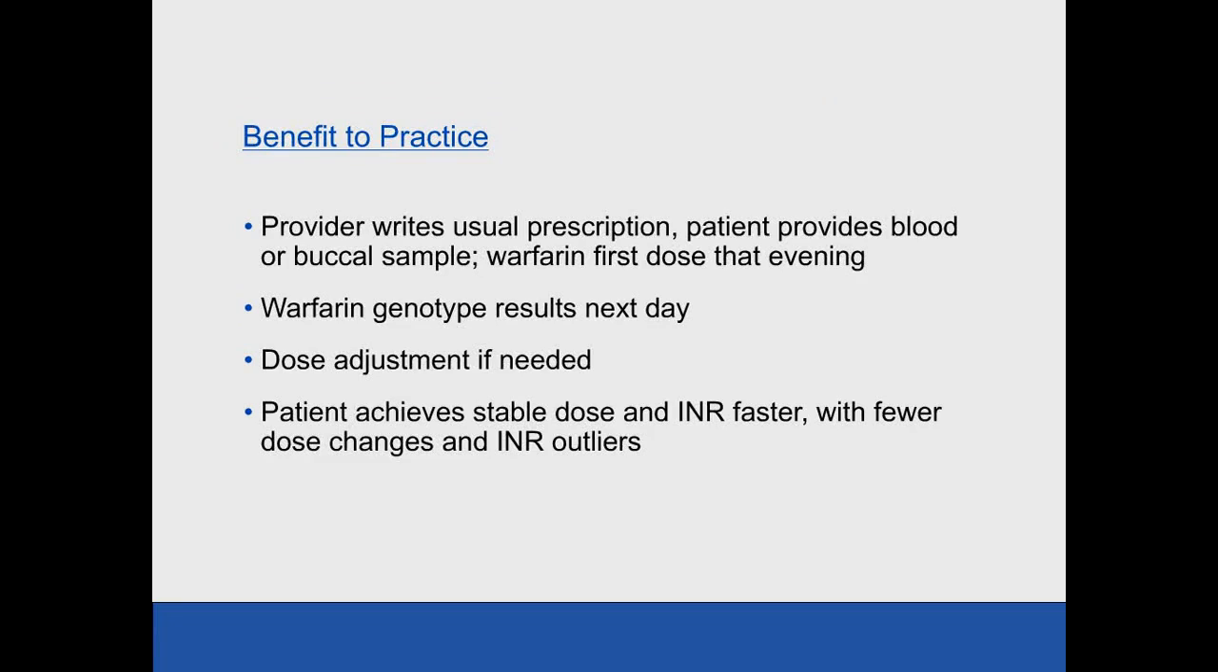Let's talk about benefit to practice. So in a typical practice, the provider would write a prescription. The patient provides a buccal sample and a warfarin first dose is administered that evening. Typically, you'd give the patient the usual dose if it's an adult of average size and age, 5 milligrams per day. The warfarin genotype result comes back the next day, and then a dose adjustment is made if needed. Under this type of practice condition, patients achieve stable dose in INR faster. They require fewer dose changes and have fewer INR outliers. Those are significant benefits to the practice.